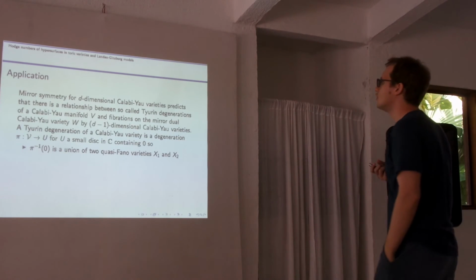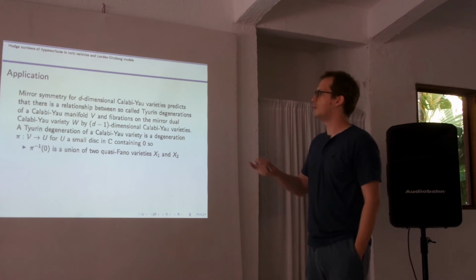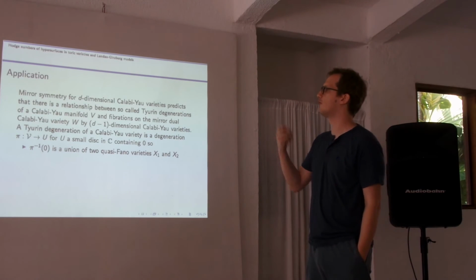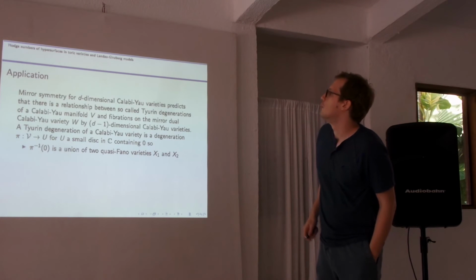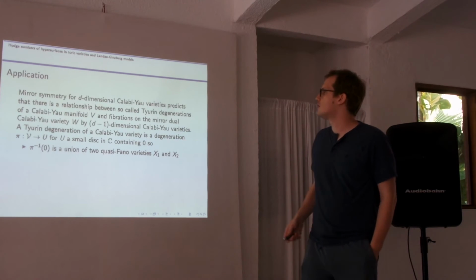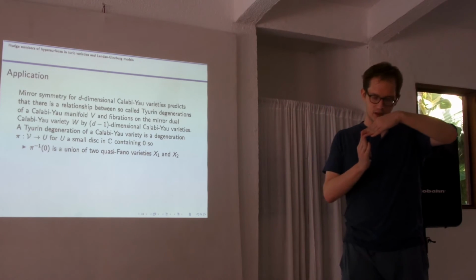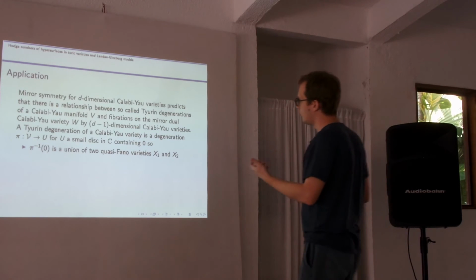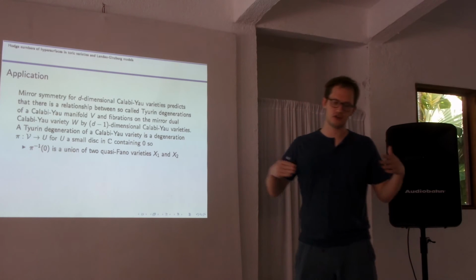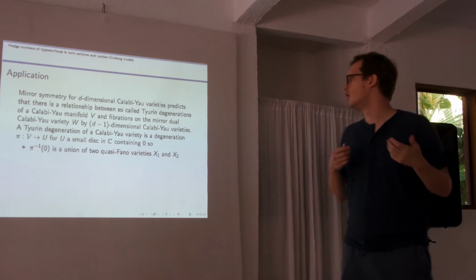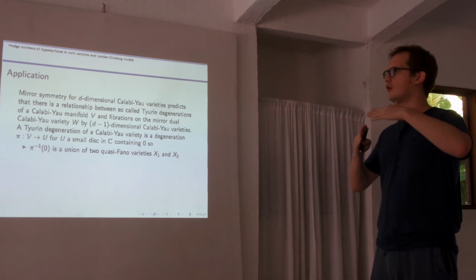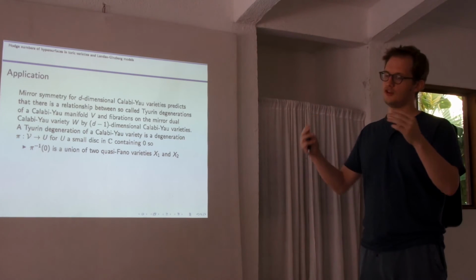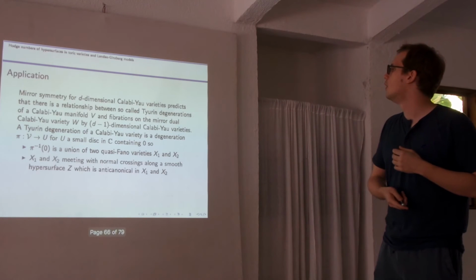So a Tyurin degeneration is a degeneration. It's just some smooth family V over U with algebraic fibers over a small disk in C, so that the preimage of 0 inside of this family is a union of two quasi-Fano varieties, X1 and X2. These are things that have Hodge numbers that look like Hodge numbers of Fanos and have anticanonical Calabi-Yau, so there's a section of the anticanonical bundle which is a Calabi-Yau.